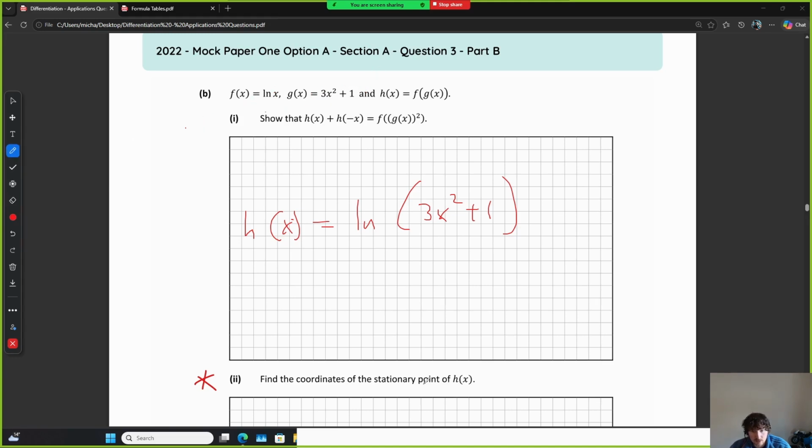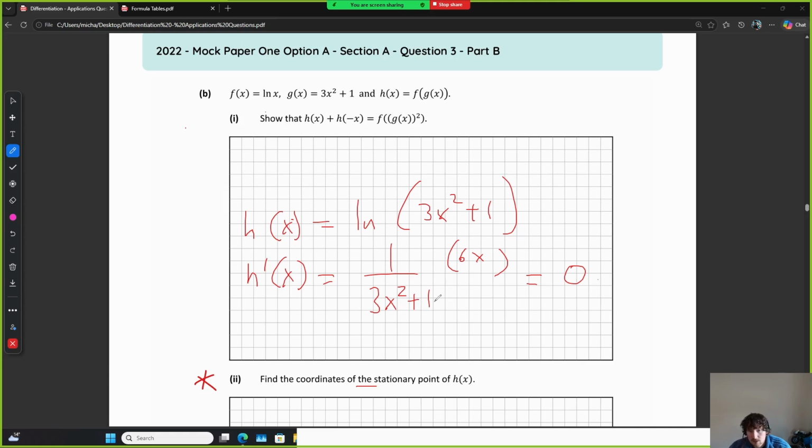So then we're asked to get the coordinates of the stationary point. So there must only be one. Okay, it didn't say plural there. So h dash x here, how do we take a derivative of a log? Well, it's very simple. It's just 1 over what's in there, multiplied by the derivative of what's in there, which should be a 6x. Okay, and then when we want to find stationary points, we set that equal to 0.